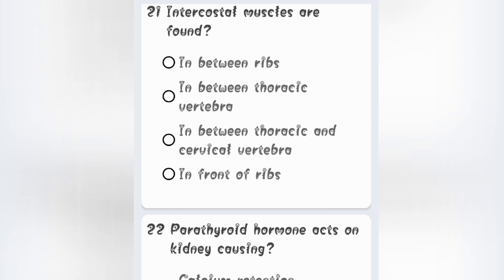So the question number 21 is: intercostal muscles are found. Option A, in between ribs. Option B, in between thoracic vertebra. Option C, in between thoracic and cervical vertebra, and option D is in front of ribs. So the answer of this is in between ribs.